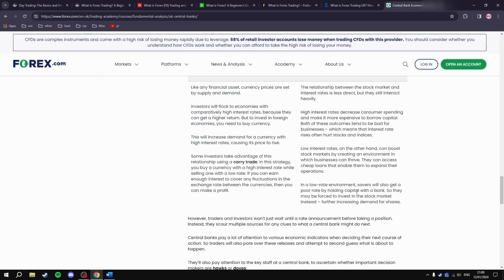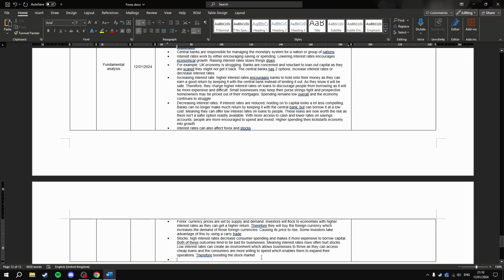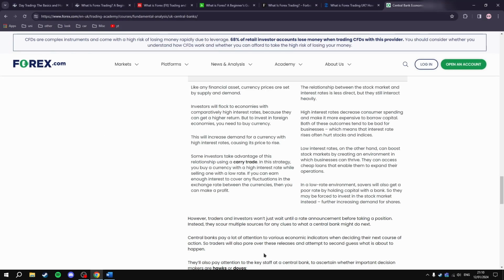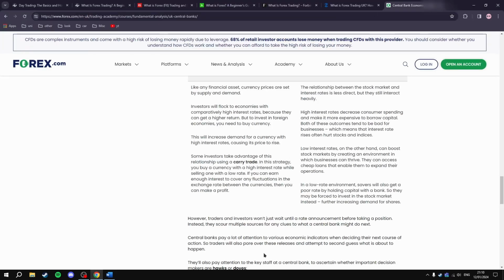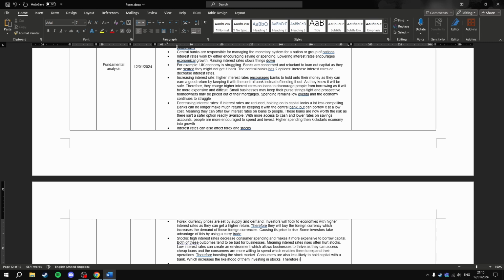In a low rate environment, savers will also get a poor rate by holding capital with banks, so they may be forced to invest in stocks and the stock market instead, further increasing demand for shares, which then raises the price of the stock markets.